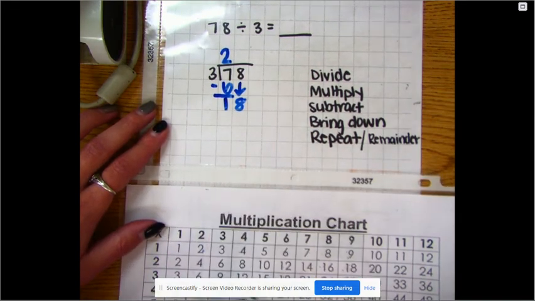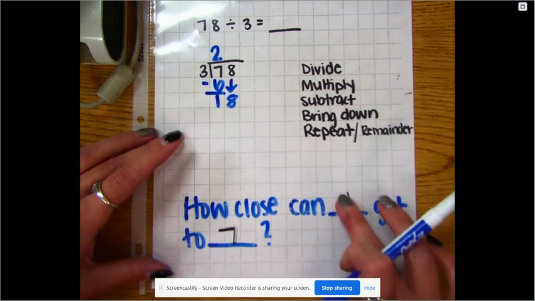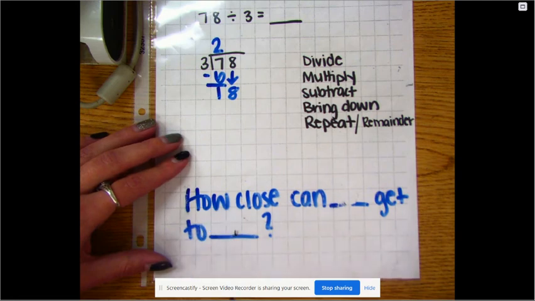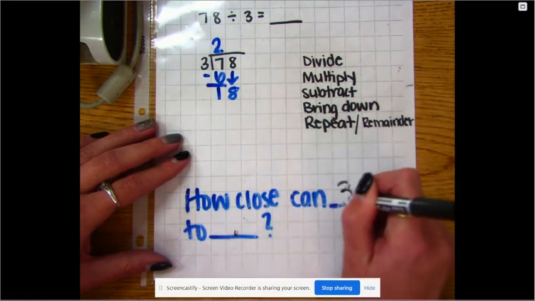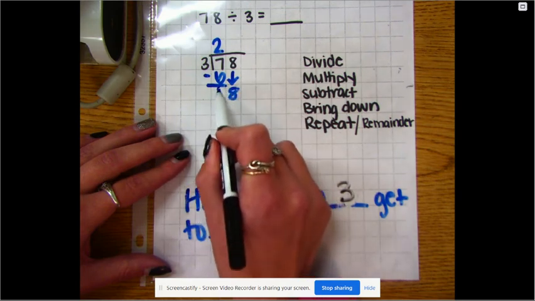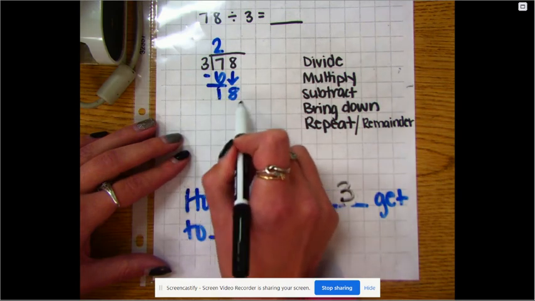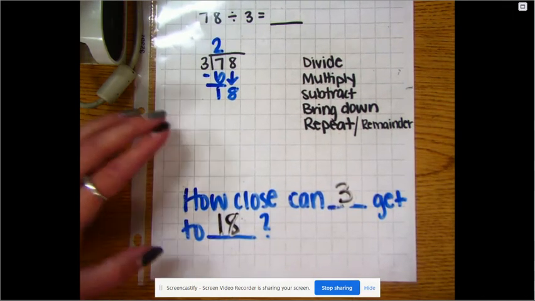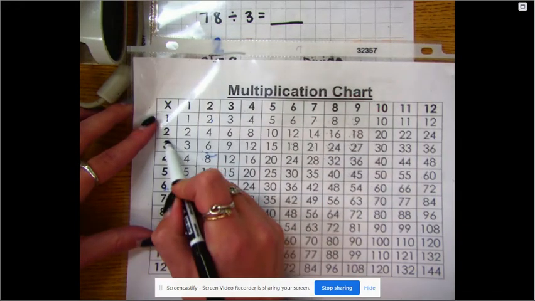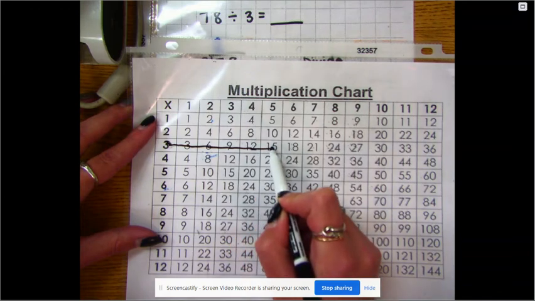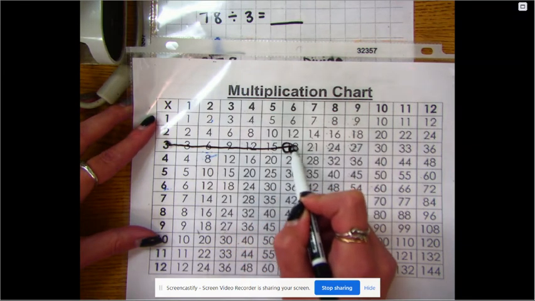Let's ask ourselves that most important question. How close can blank get to blank? And again, how close can 3, that's our divisor always, get to blank? Now we're going to come down here. We're moving down, moving down. All right, get to 18. So let's look and see how close 3 can get to 18. 3, 6, 9, 12, 15. It can go in perfect to 18.